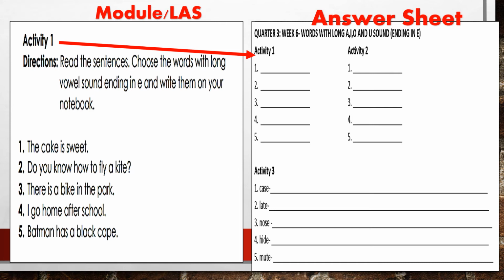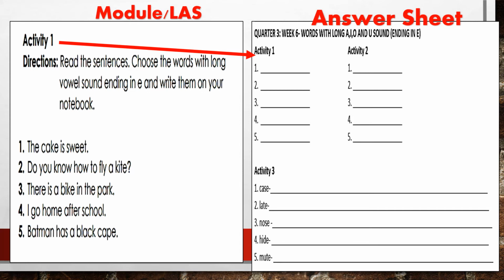Piliin daw natin yung may mga long vowel sound. Yung kagaya kanina, yung mga long A, long I, long O, at long U sound na may letter E na salita. Meron siyang letter E na letter sa bawat salita yung merong long vowel. O sige, hanapin natin sila ha. Let's read first 1 to 5 of the sentences para malaman nyo kung ano sila.